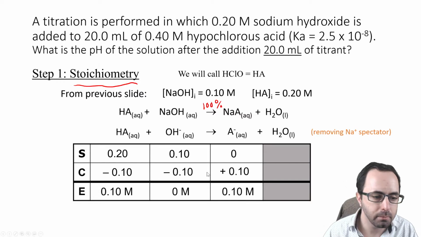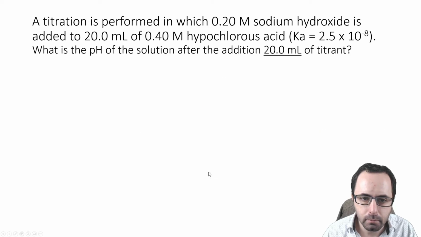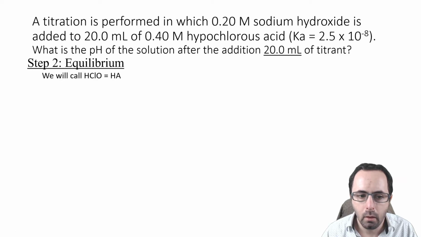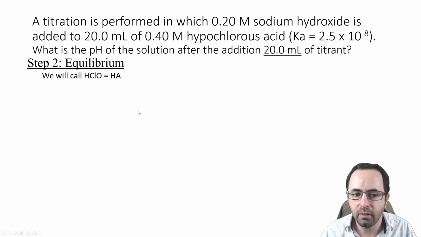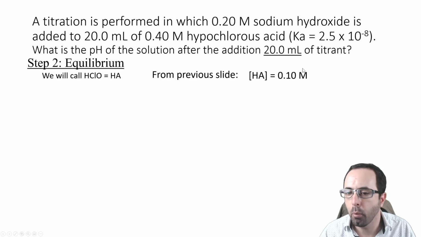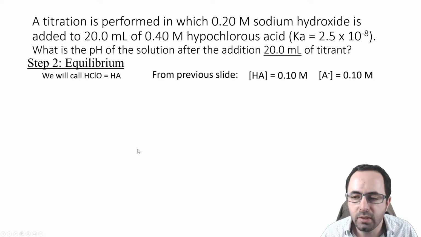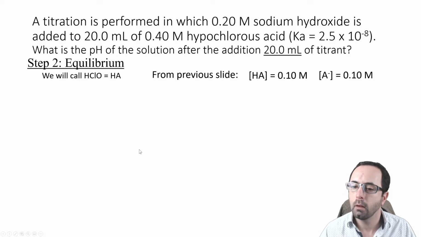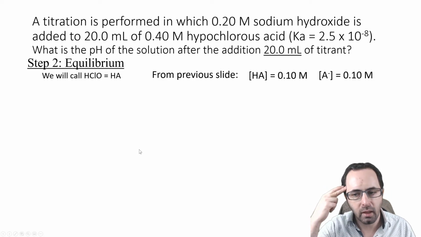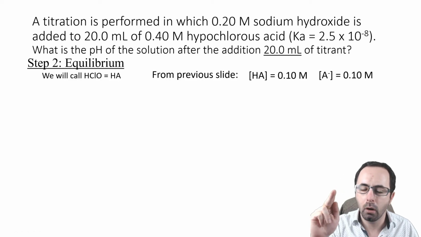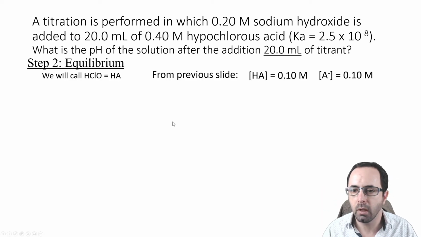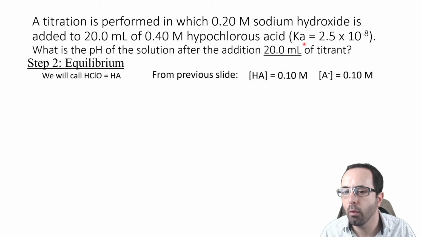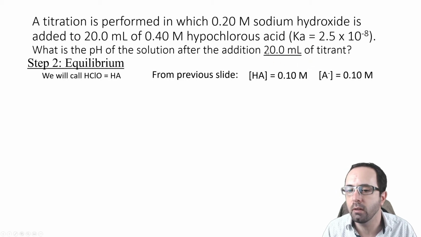So let's do that. Equilibrium. Again, we're continuing to call HClO HA. From the previous slide, we had 0.1 molar of the weak acid and 0.1 molar of its conjugate base. So this is what you should be thinking. We are before the equivalence point, because remember we calculated it was going to take 40 milliliters of the sodium hydroxide to reach the equivalence point.